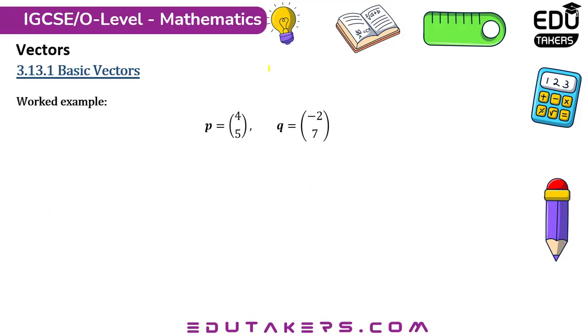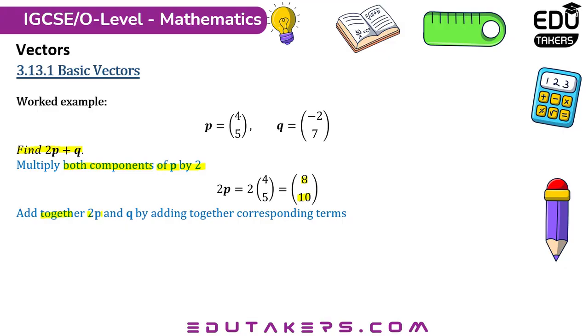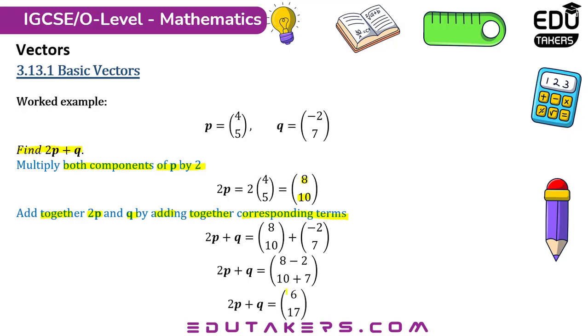Worked example: P equals 4, 5, Q equals -2, 7. Find 2P plus Q. Multiply both components of P by 2. So 2P will be 2 times 4 is 8, 2 times 5 is 10. Add together 2P and Q by adding together corresponding terms. So 2P plus Q will be 8 minus 2 and 10 plus 7, which is 8 minus 2 is 6, 10 plus 7 is 17.